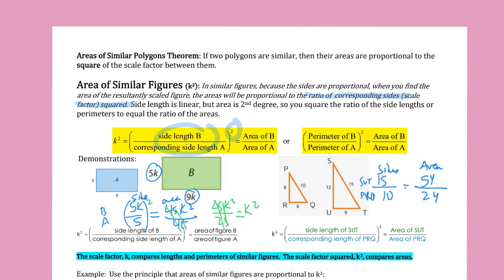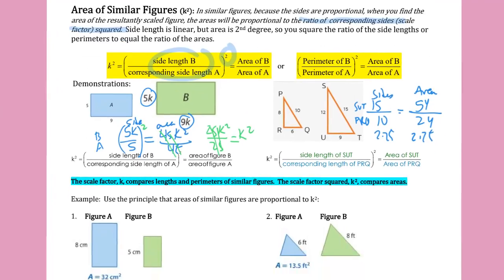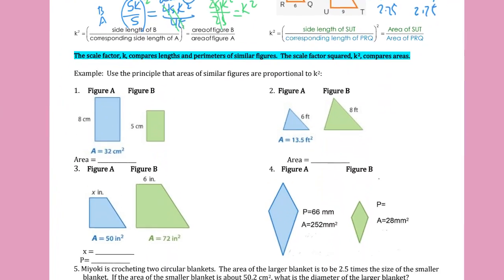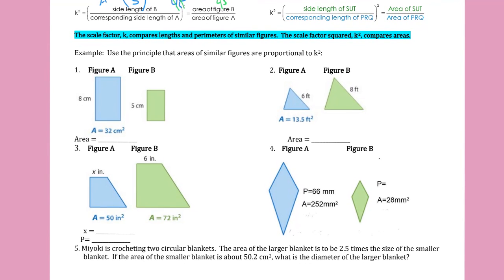If you divide 15 by 10 and you divide 54 by 24, guess what you get? You get the same number. You get 2.25. So we're demonstrating that it is true. Now let's use that principle: the ratio of the sides squared equals the ratio of the areas. The ratio of the sides is equal to the ratio of the perimeters, just straight out, but the ratio of the sides squared equals the ratio of the areas. And so here we go.